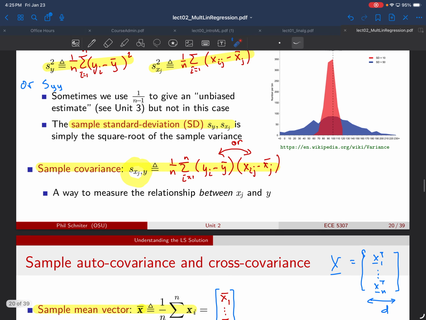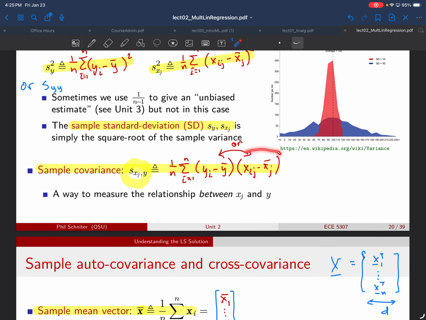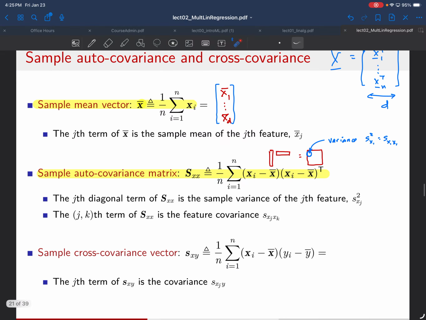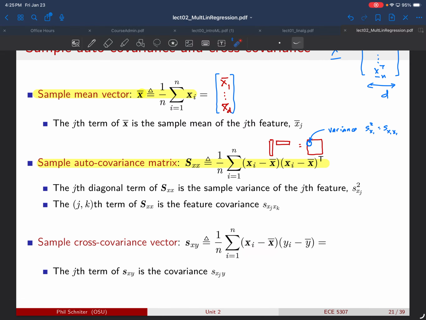You have something of this structure, but rather than features and features, you have features and targets. It's similar to what we did on the previous page, except now instead of a scalar jth feature, we have all the features together, this entire vector. So this is going to be a column vector. This on the right is going to be a scalar, and when you do that multiplication, you get another column vector. And we call it SXY because it involves all the features X, and in this case, just our scalar target Y. It's called the sample cross covariance vector.